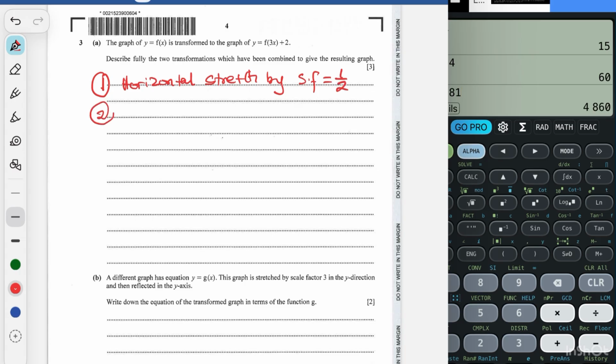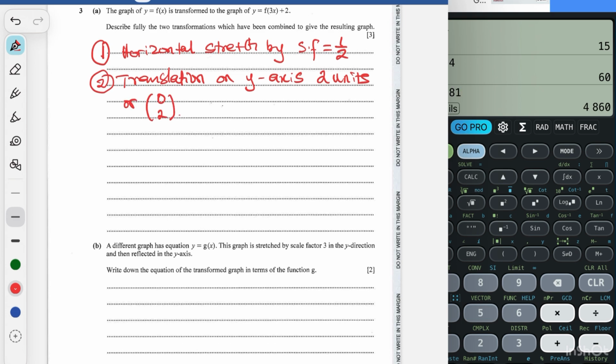Then the second one is translation on the y-axis 2 units, or you can write (0, 2). Okay, so that is my answer.